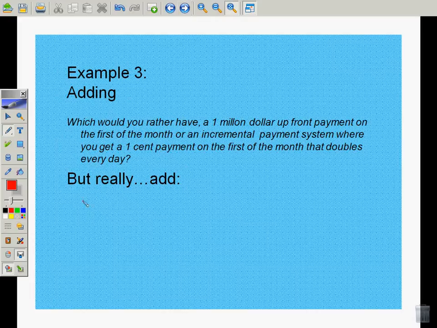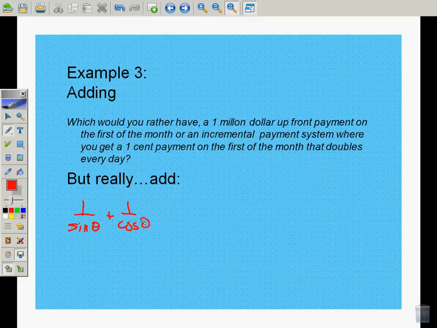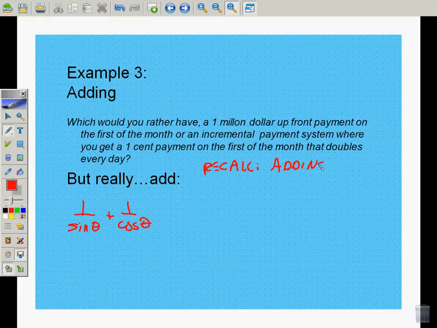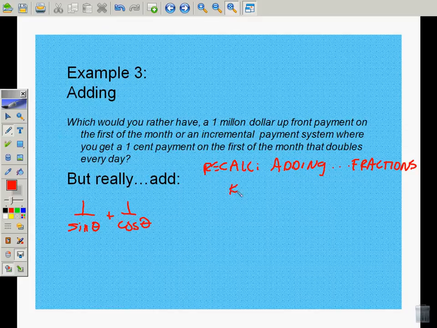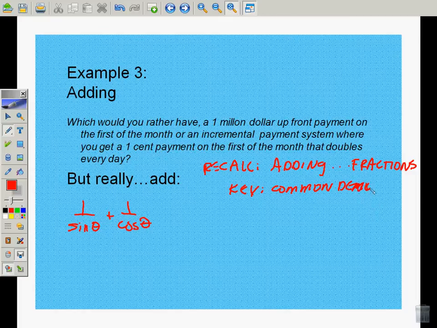We're going to add one over cosine theta plus 1 over sine theta. Now, we're going to recall adding fractions. The key is a common denominator. Okay, so we need a common denominator. How do we accomplish this?